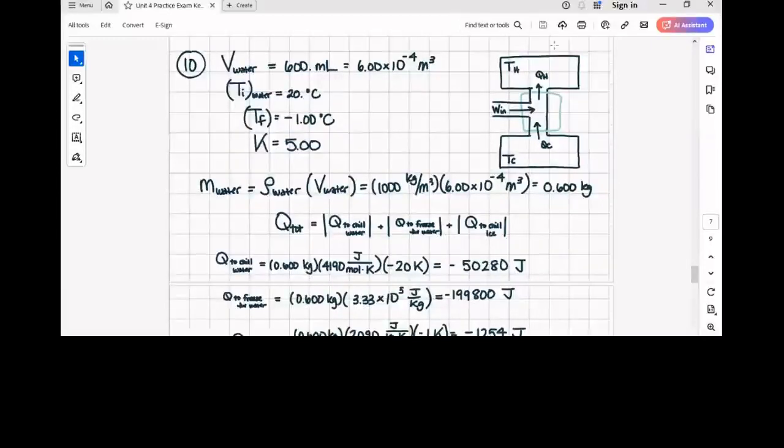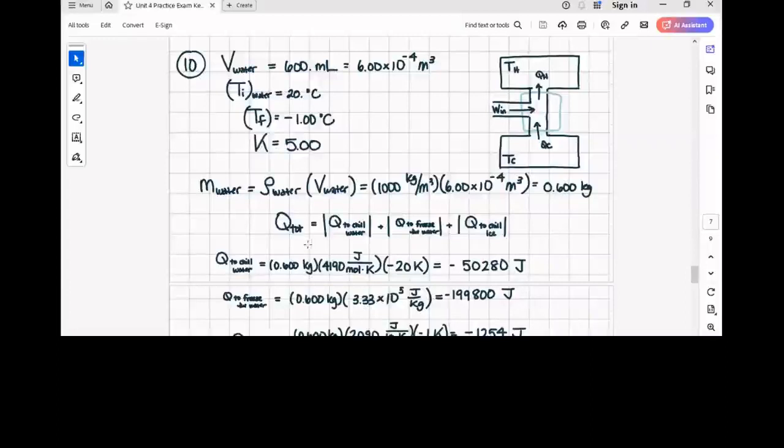So this is what our diagram would look like for this refrigerator. We provide input work, and we're able to end up with QH, so the heat that's being dumped into the environment, like the exhaust heat, and then QC would be what you get in this scenario. The mass of the water is going to be 600 grams, which is 0.600 kilograms.